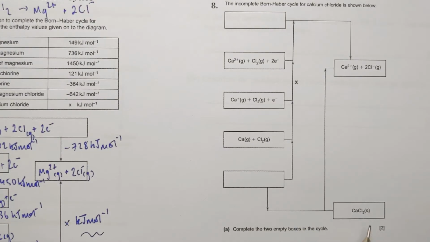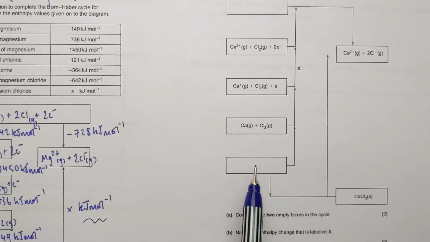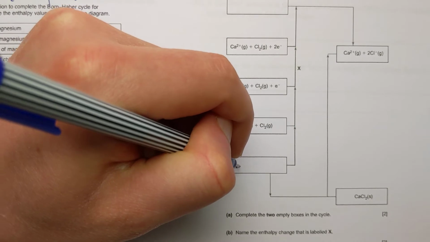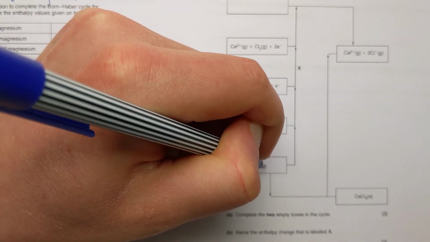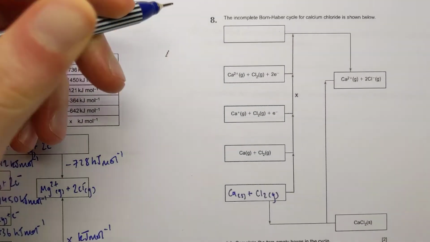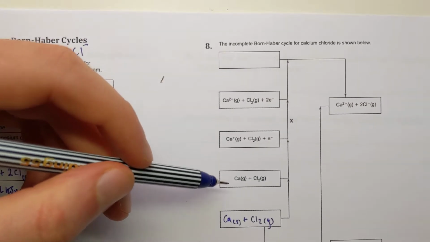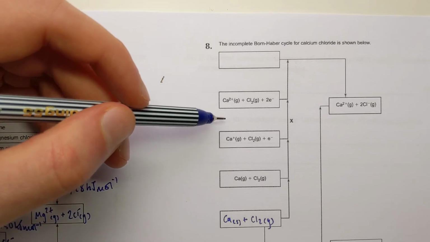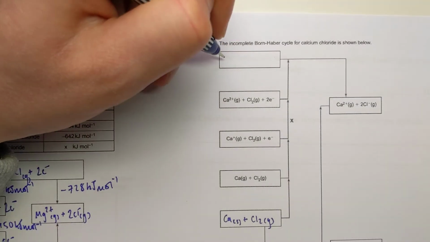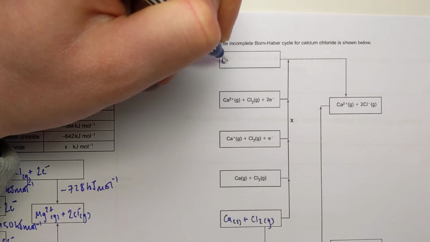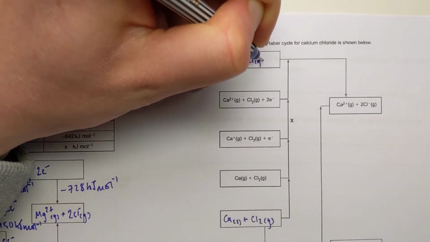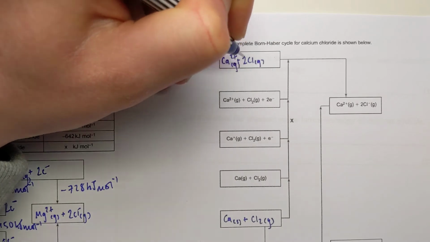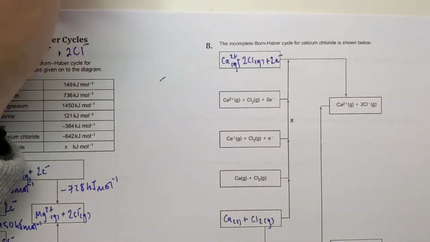So the ones that are missing, we've got our ionic salt here. We're forming it from elements in this part of the cycle, so that's going to be our elements in their standard states. So calcium as a solid, and we'll need 1 mole of chlorine gas. Now if we follow along, we've atomized our calcium, first ionization energy, second ionization energy. We need to split apart our chlorine atoms here, so that's going to be the bond dissociation enthalpy change that's missing. And that completes our cycle.